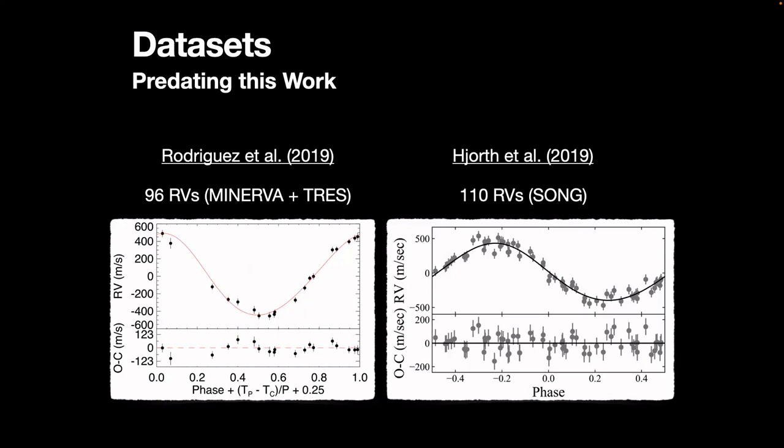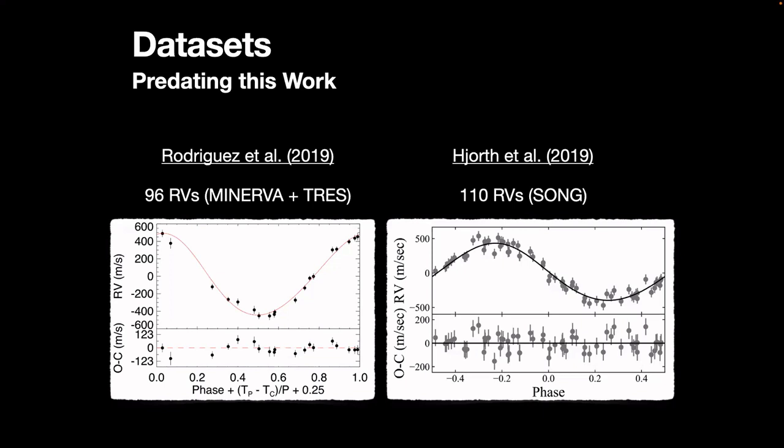And then in terms of radial velocities to help pull out and extract the mass, Rodriguez et al. used 96 spectra from two separate instruments, MINERVA and TRACES, whereas Horth et al. used 110 radial velocities from SONG, the Stellar Observations Network Group. And again, in both cases we have the phase-folded radial velocity diagrams, where you can see that they're both picking out a periodic signal that matches the 5.5-day period we see in the transit.